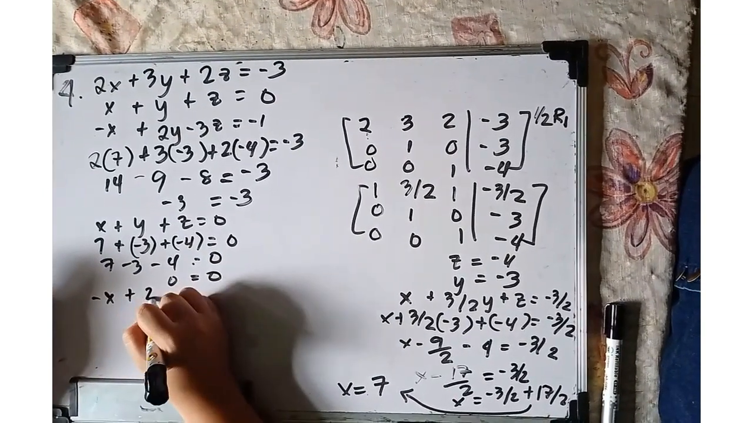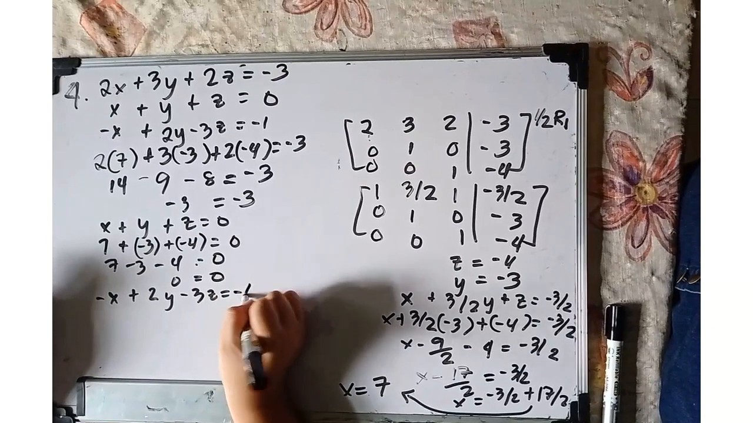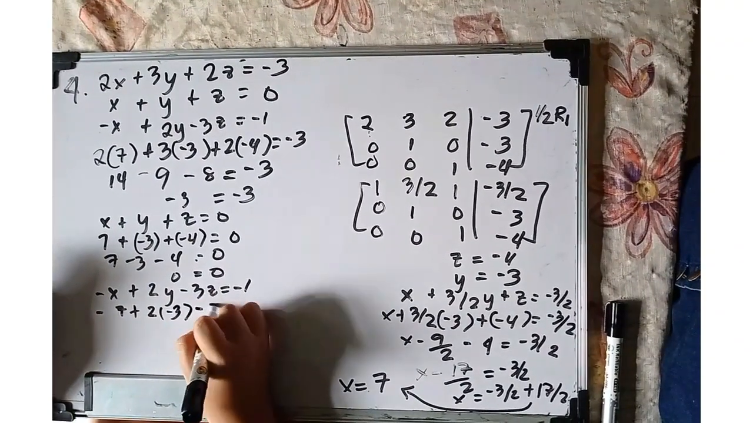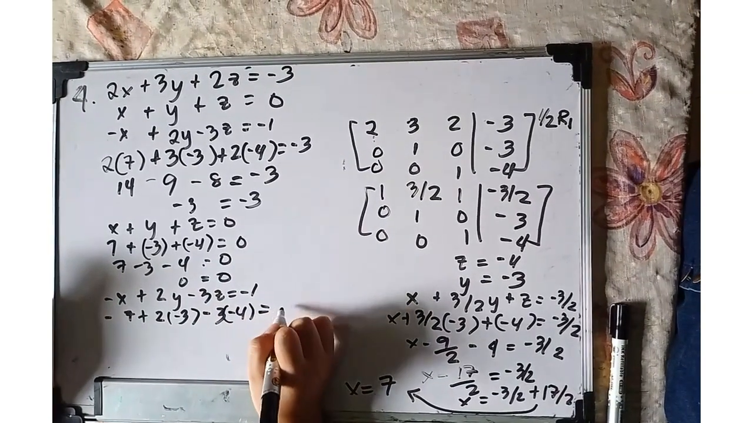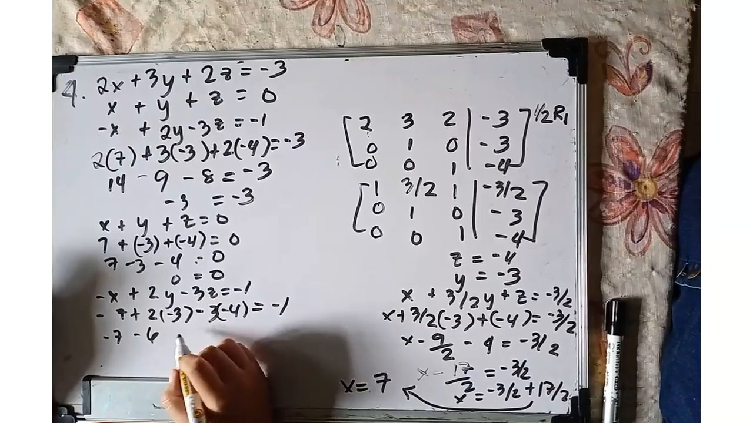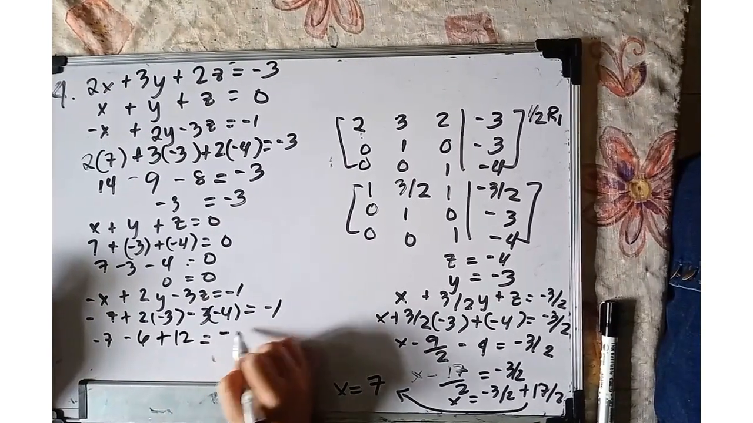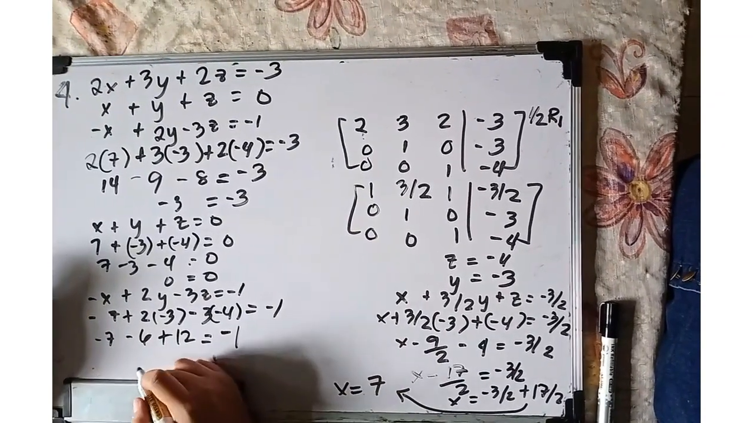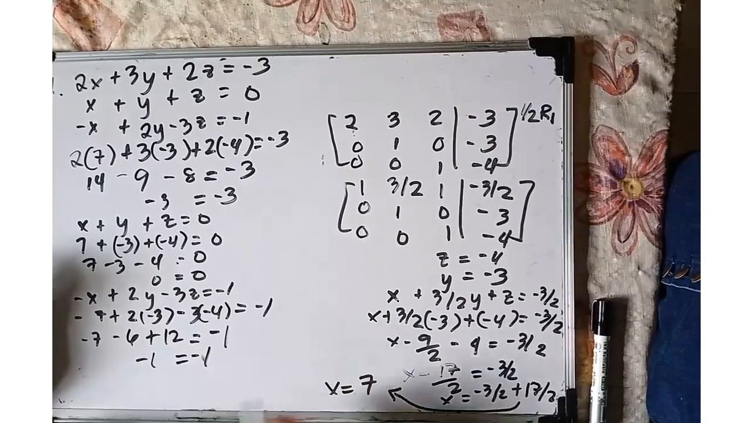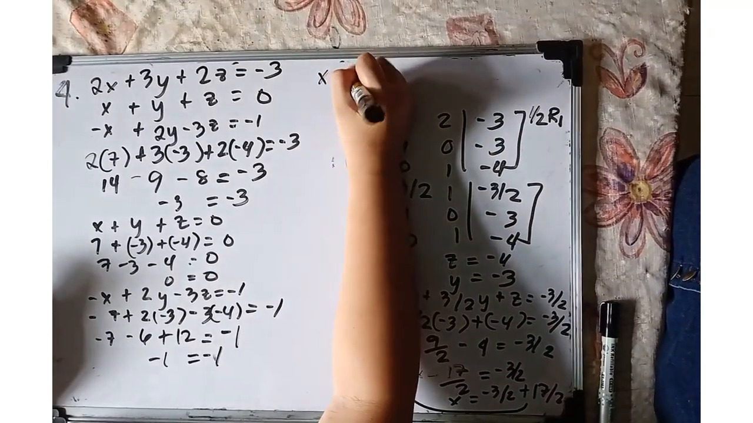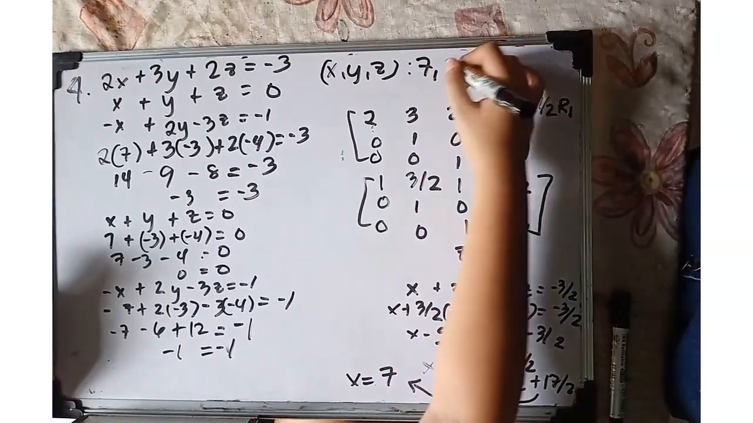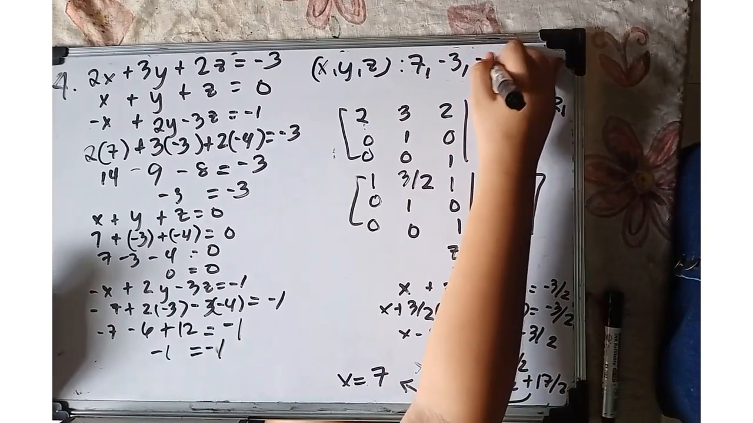Negative x plus 2y minus 3z is equal to negative 1. Negative x is negative 7, plus 2 times negative 3 minus 3 times negative 4 is equal to negative 1. Negative 7, 2 times negative 3 is negative 6, minus 3 times negative 4 is 12, is equal to negative 1. So negative 7 minus 6 plus 12 is equal to negative 1. Therefore, our values are correct. So x, y, and z: our x is 7, y is negative 3, and z is negative 4.